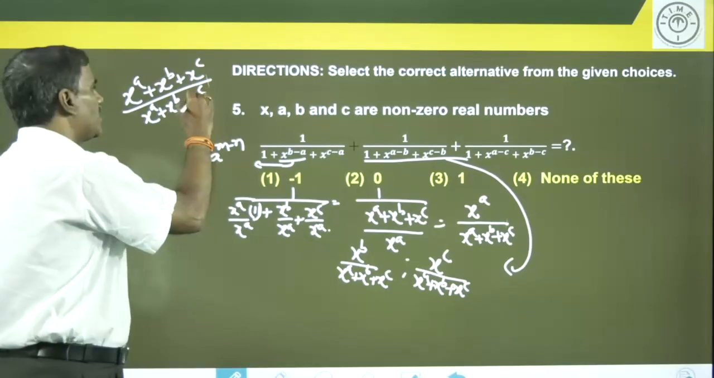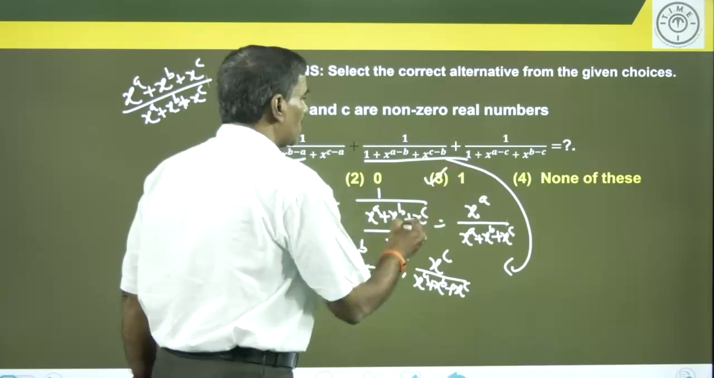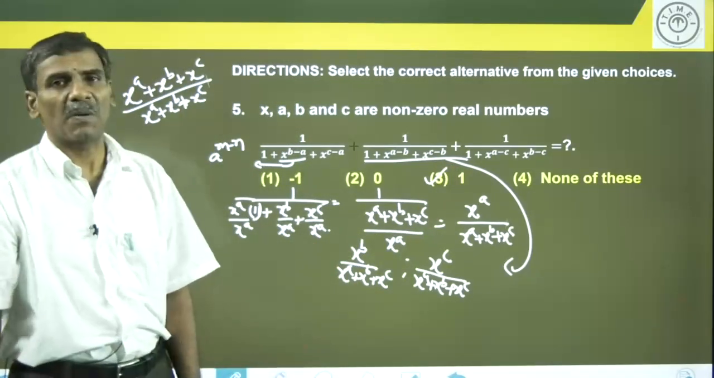So in other words, it's basically the same numerator and the same denominator. The answer has to be 1 then. So in that way we can find the answer for this particular question.